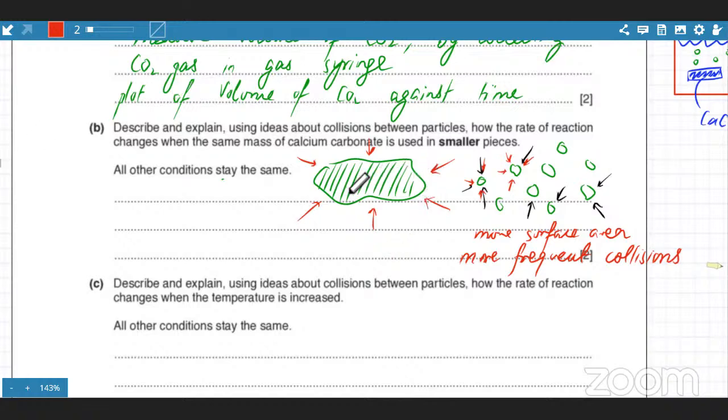Over here, the whole problem is that only the surface particles would be reacting if it's in a bigger chunk. The inner particles would not be able to react.